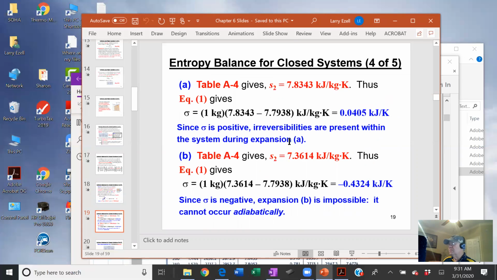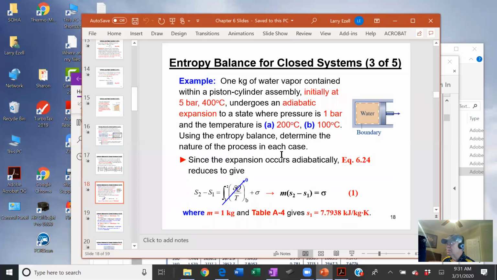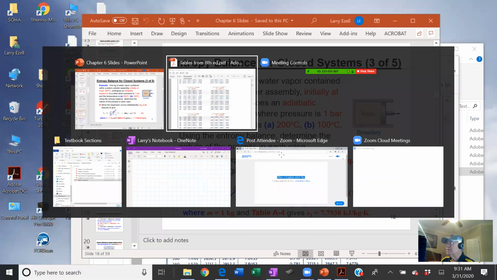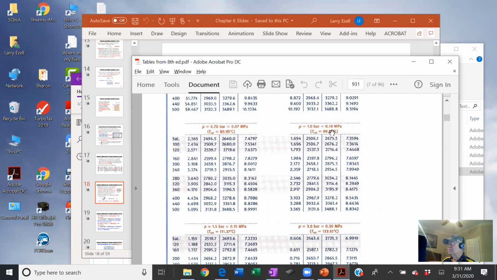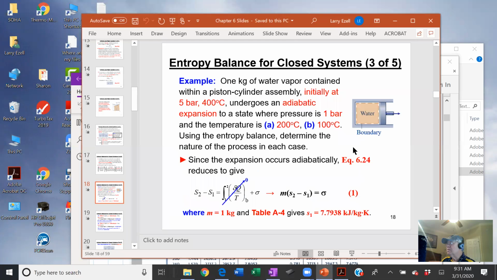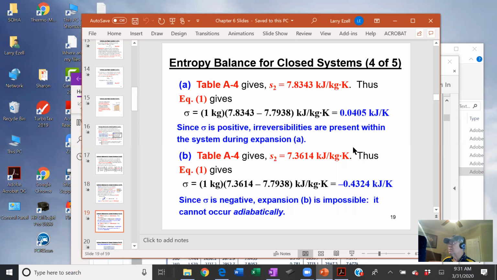Oh, S2. Let's see, am I looking at that wrong? S at 100 degrees C and 1 bar. 100 degrees C, 1 bar. Okay, 100 degrees C. 7.3614. Yeah, okay, that's what he got.